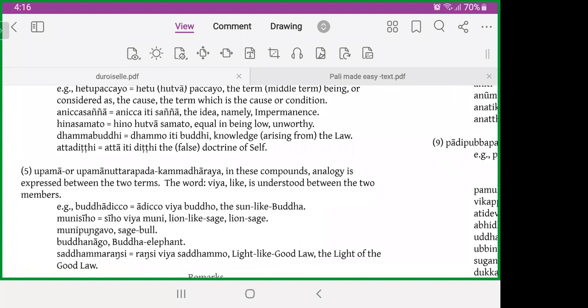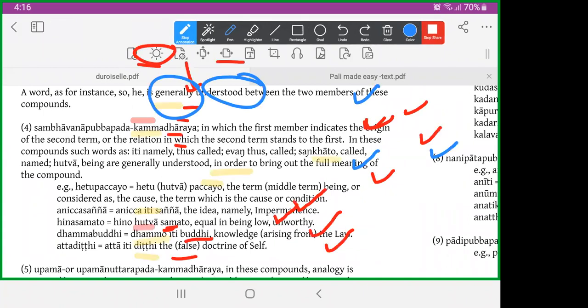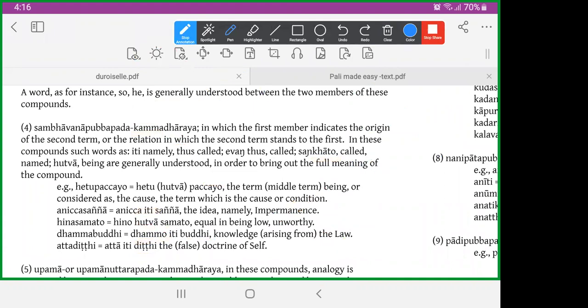This one is easy to understand. This one, the sambhavana, where you need to put things like iti, evam, sankhato. So this one is more difficult, because first it's talking about a very high idea. Okay. So anyway, these four you have to put in between for you to understand the full meaning of the compound.